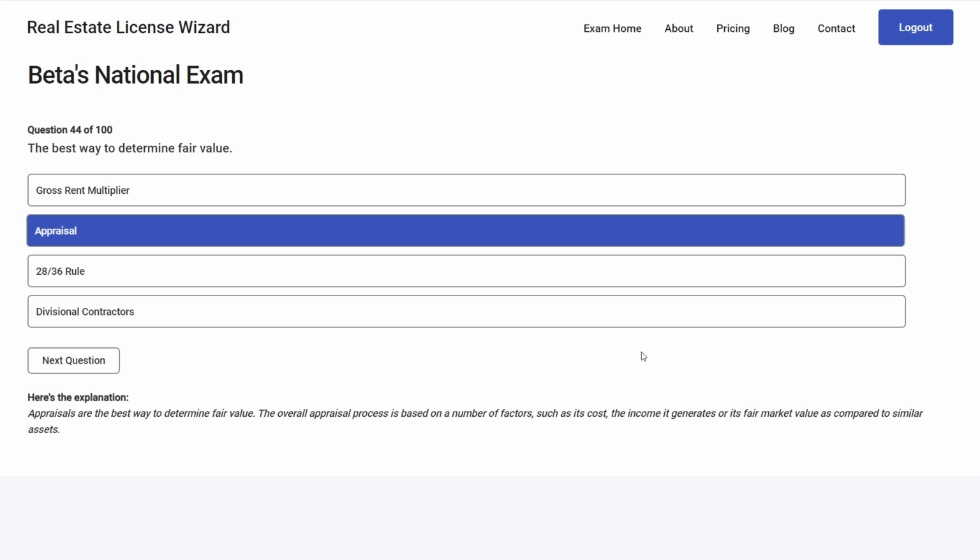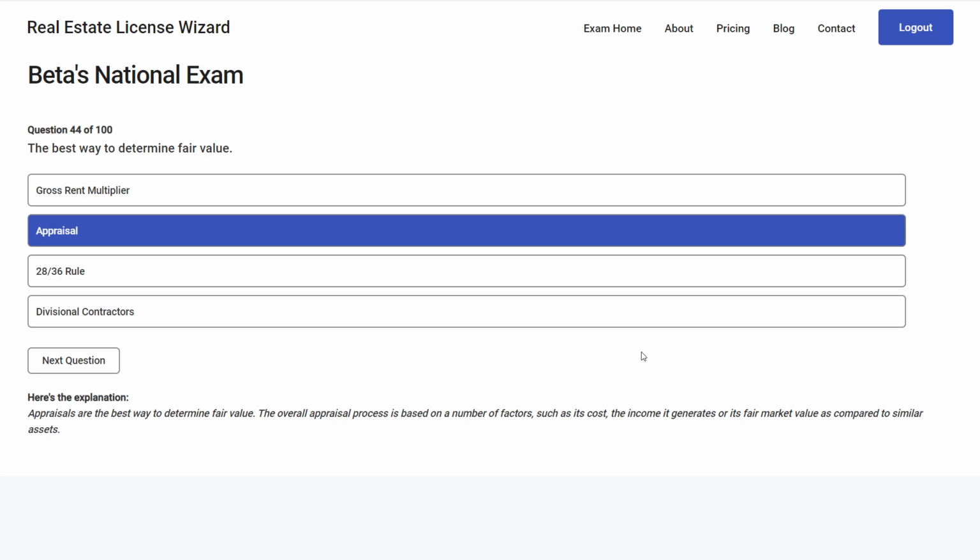So remember we were talking earlier about appraisals and how they determine fair value, and they use a bunch of different factors, things like that. So for this one, it's asking what is the best way to determine fair value. And when you hear that word fair value, you could just think of appraisal. And again, I do see this one confused, because some people will put gross rent multiplier for this because they're like, well, technically, you could use gross rent multiplier to figure out how many years it would take to pay off the thing in rent.